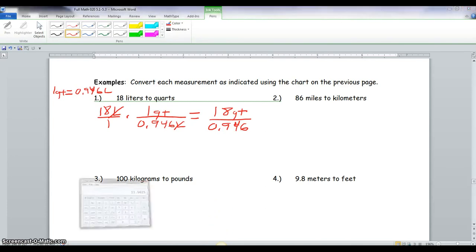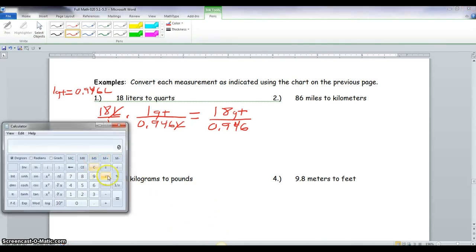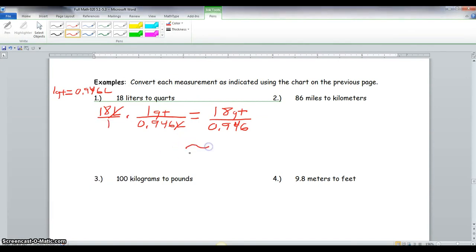And now we would take a calculator. You could take this calculator and take 18 divided by 0.946. And that gives us this long decimal here, but we're going to round to 2 decimal places. So it'll be approximately 19.03. So we will put our approximation value, and it'll be 19.03 quarts. You know this is supposed to be a Q. So this is quarts. Okay, now that takes care of problem number 1.